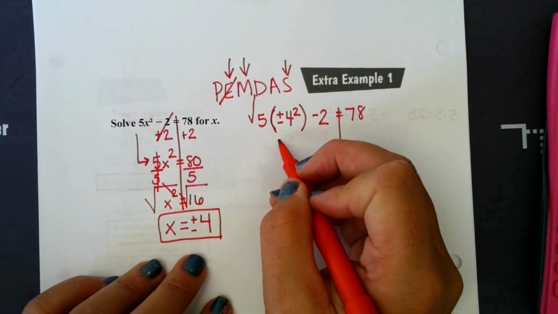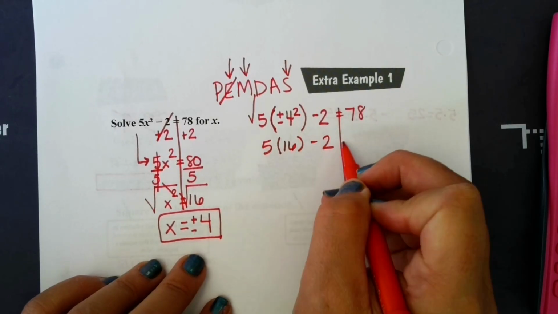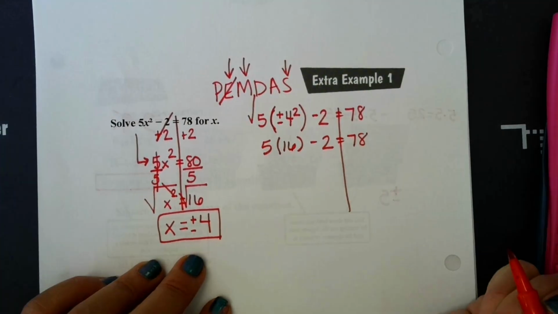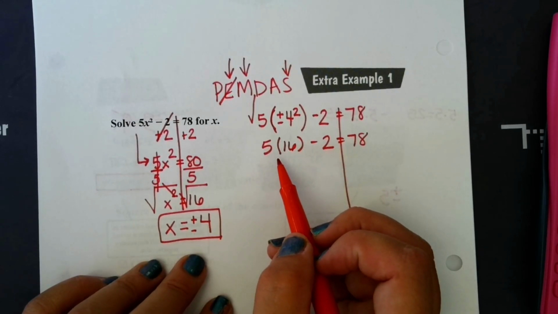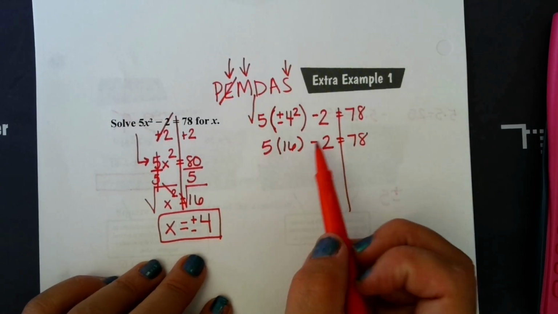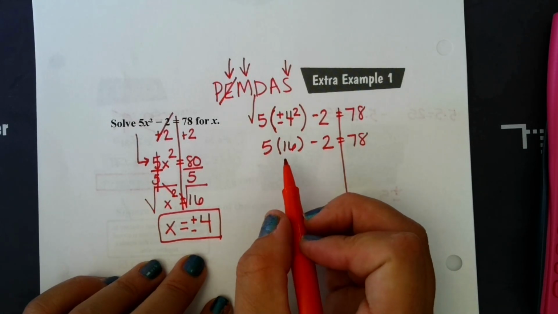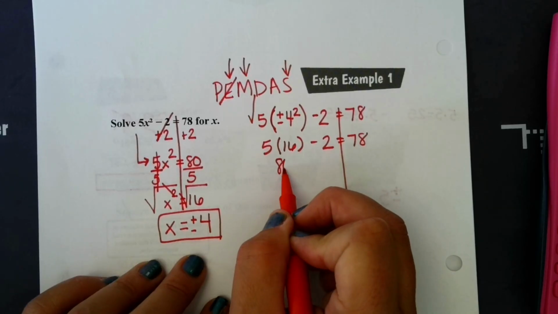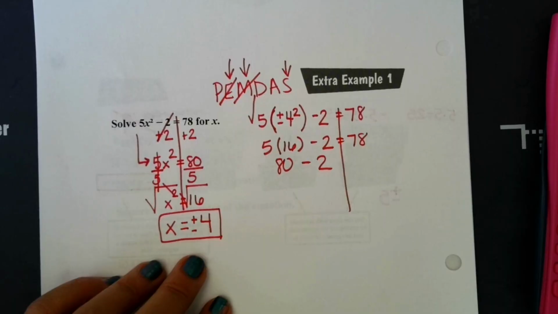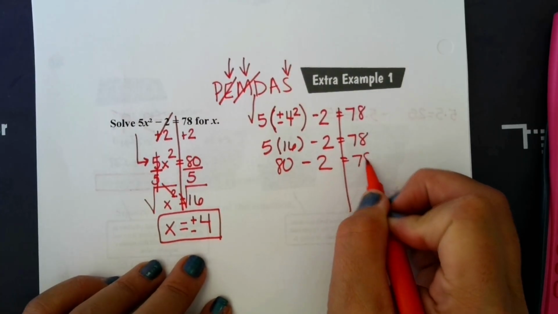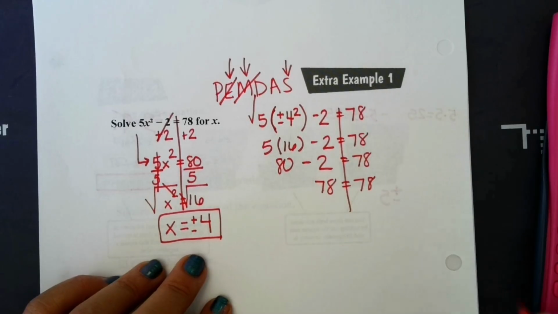4 squared is 16. I'm going to rewrite. When a number is next to a parenthesis, it means you're doing what? Times. So what is 5 times 16? 80. So I've done my multiplication now. What's the last thing I need to do? And I get 78 equals 78.